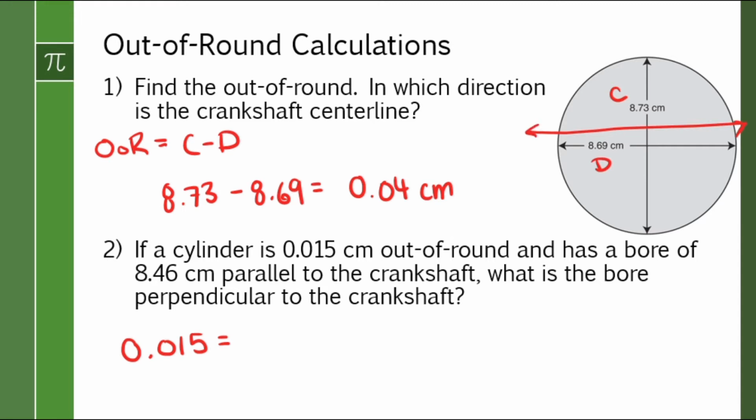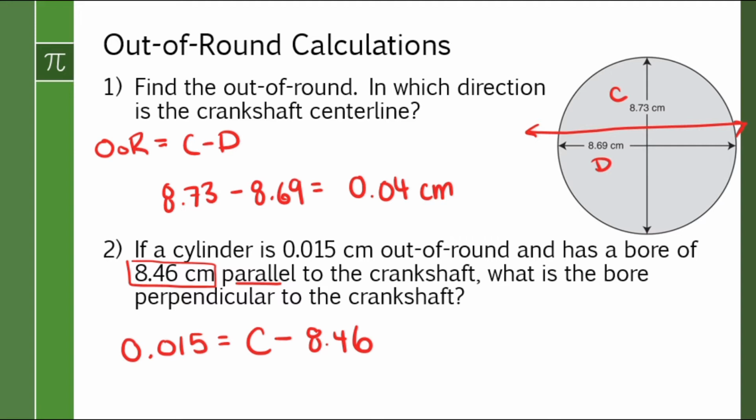Okay, back to number two. We are at a bore of 8.46 centimeters parallel to the crankshaft. So would that be the direction with more or less wear? Less wear. Okay, that's going to be measurement D, parallel to the crankshaft. So we are looking for this. Okay, you can either just do it intuitively.